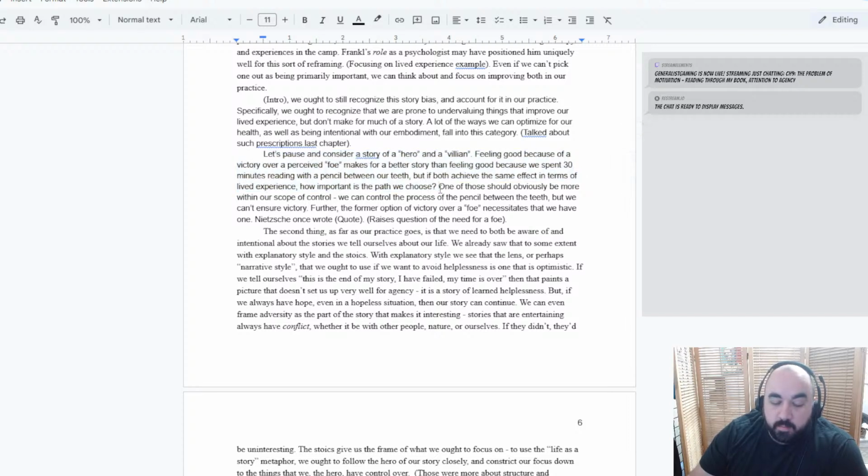One should obviously be more within our scope of control. We can control the process of the pencil in our teeth, but we can't ensure the victory over a foe. Further, the former option of victory over a foe necessitates that we have one.